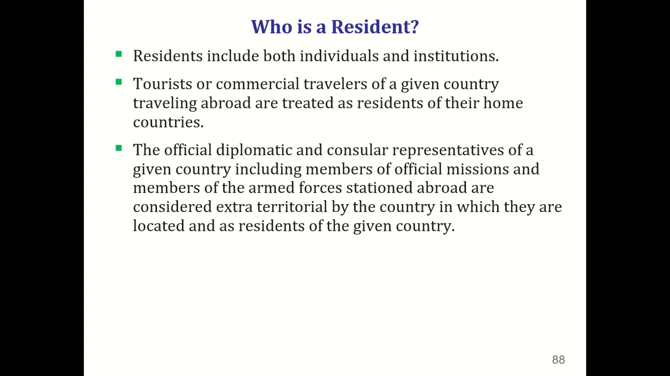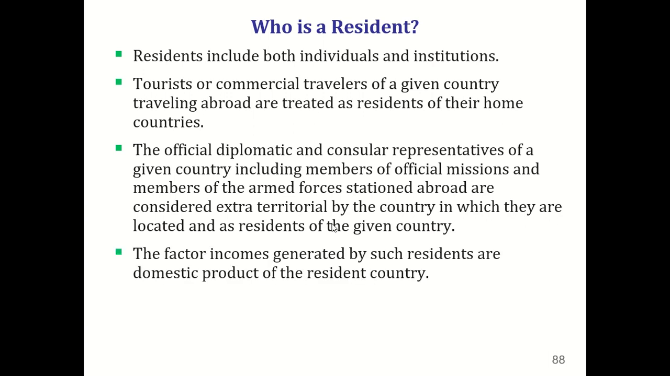Likewise, if you see in Delhi, in Chanakyapuri, so many embassies are there, embassies of different countries like France, Italy, Germany, US. All those countries' embassies are in Delhi. So those embassies and consulate general offices located in different parts of India will be treated as territories belonging to those countries they represent, and the factor incomes generated by such residents are domestic products of the resident country. Okay, now it should be clear.